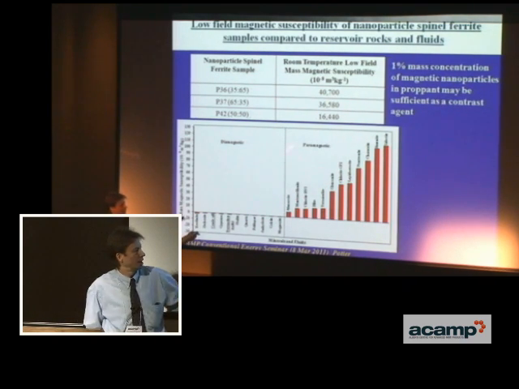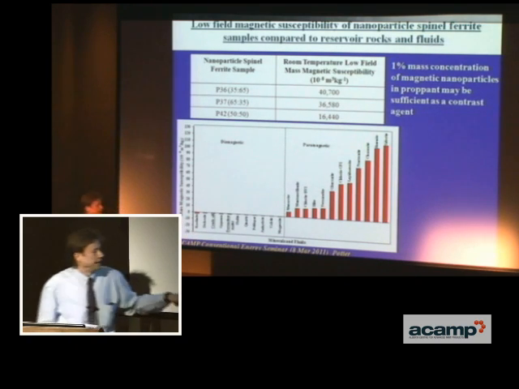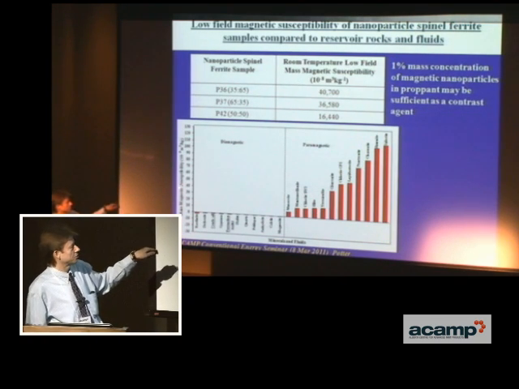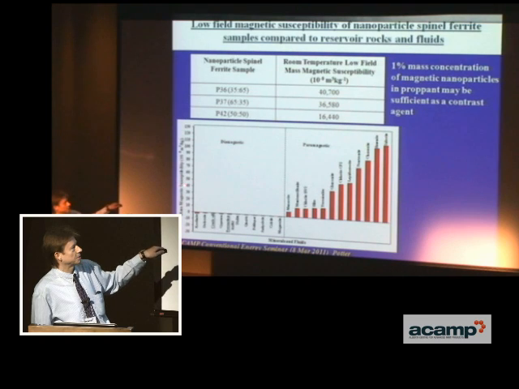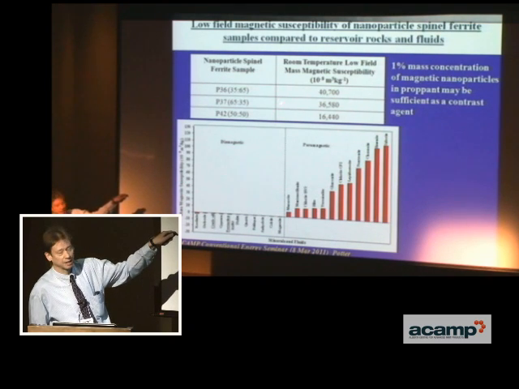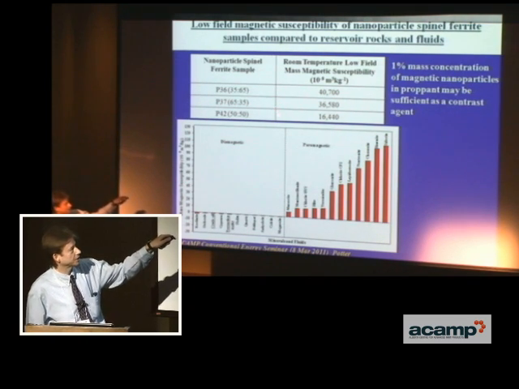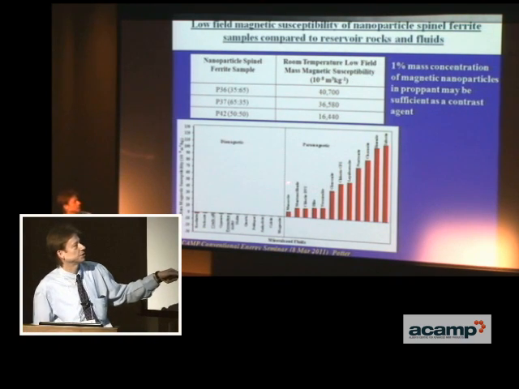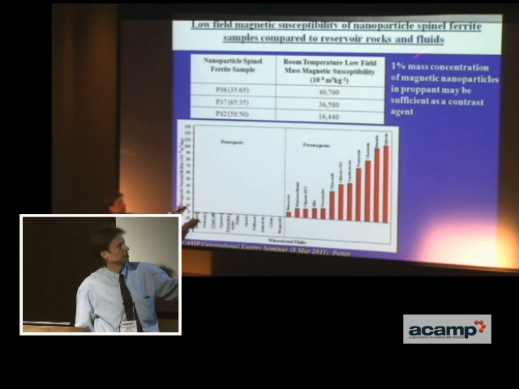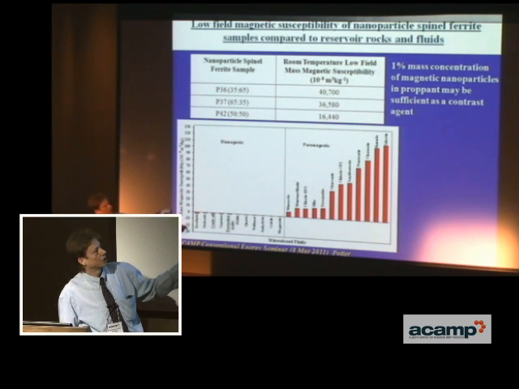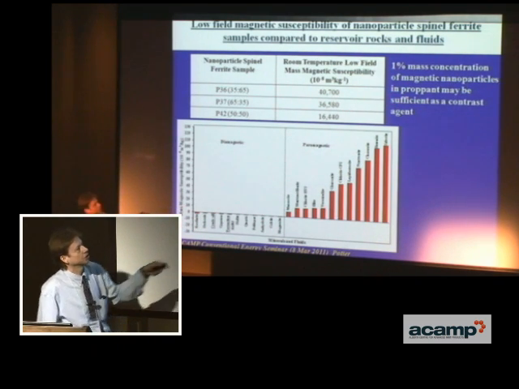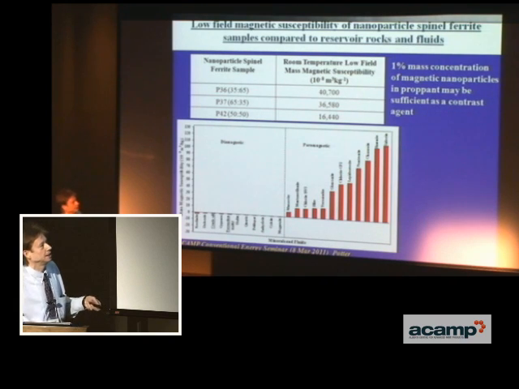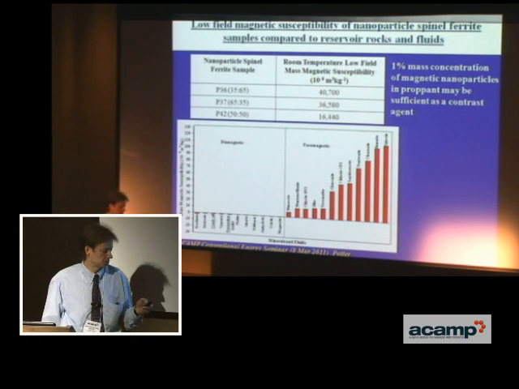Some of the other permeability controlling clays like illite and chlorite, they have positive magnetic susceptibility and they're paramagnetic. Even they have extremely low magnetic susceptibility compared to these nanoparticles. So the nanoparticles have extremely high magnetic susceptibility in comparison. And you would only need something like a 1% mass concentration of these nanoparticles mixed with proppant in order to be able to sense these things.